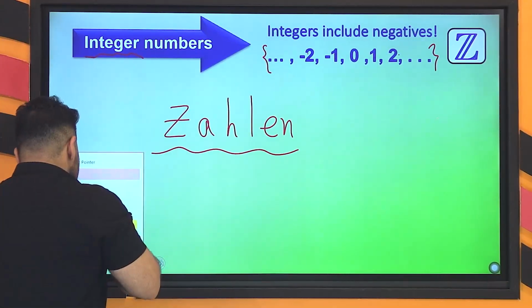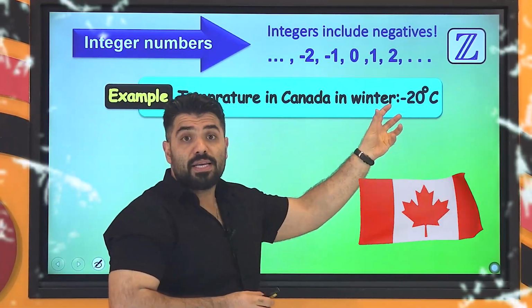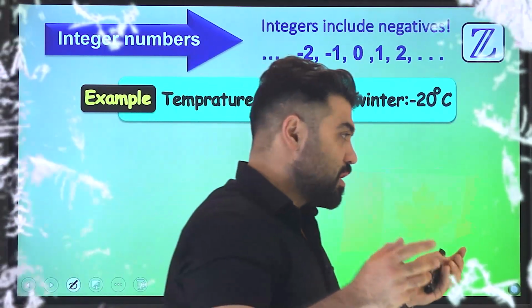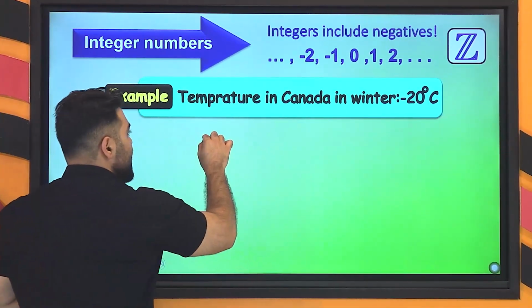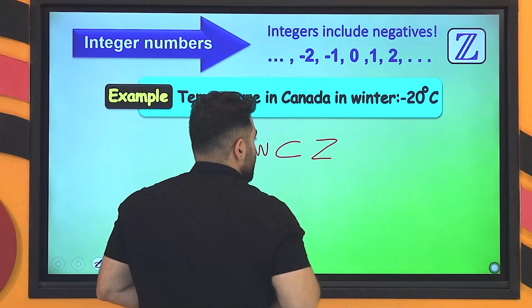Okay? Let me give you an example. Temperature in Canada in winter is -20 centigrade. But we know that Canadians call that a bit chilly. My man. It is crystal clear that N is a subset of W and W is a subset of integers.